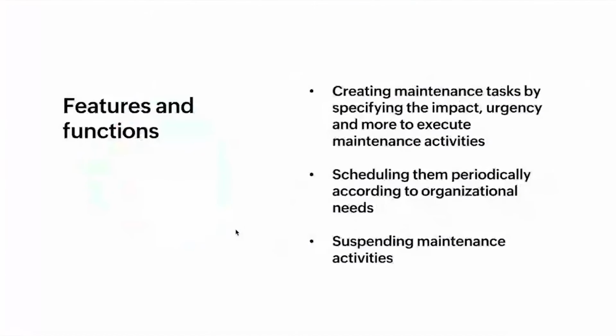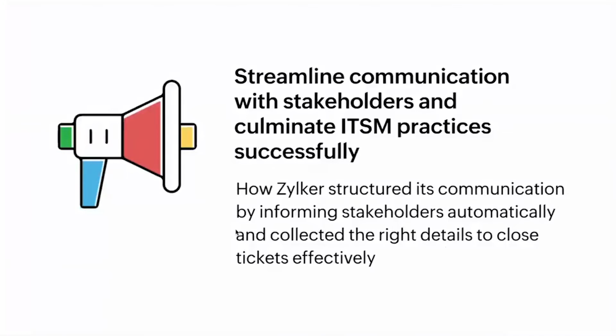So, coming back, we saw how Zilker was able to set periodic maintenance tasks by creating different maintenance tasks, by capturing all the variables, by scheduling them periodically, and also suspending their maintenance according to their requirements. So, next up, we have the notification rules and the closure rules. So initially, we saw that Zilker was unable to send automated updates and real-time updates to all their stakeholders, right? And also, technicians were struggling because they had to close all their ITSM practices manually.